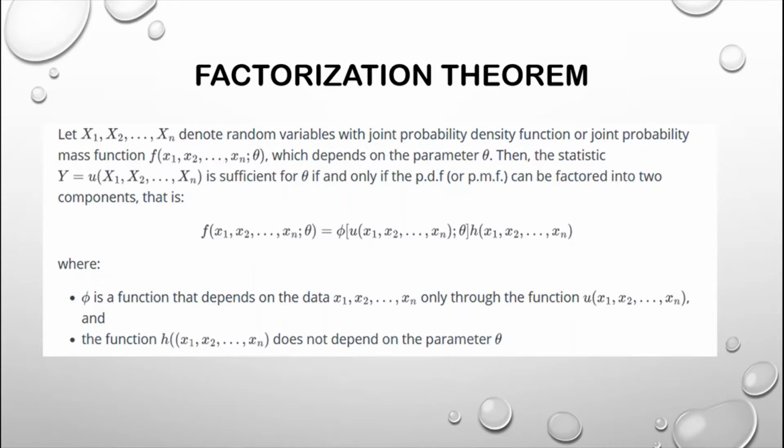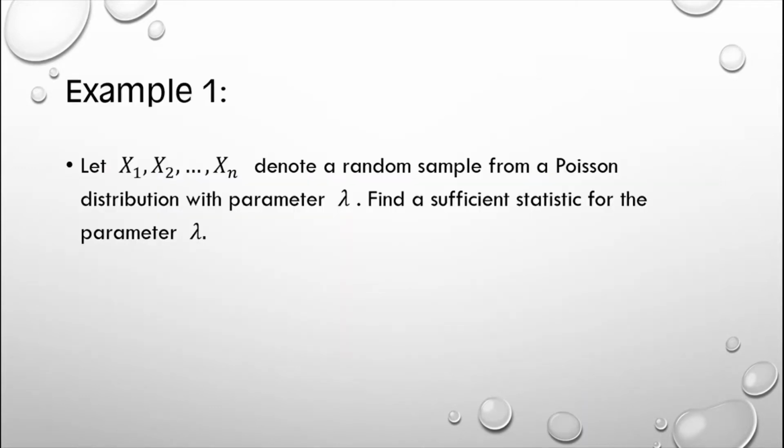To understand this better, let's get into some examples. We are going to determine some sufficient statistics as you get used to the theory. The first example says let x1 to xn denote a random sample from a Poisson distribution with parameter lambda. Find a sufficient statistic for the parameter lambda.